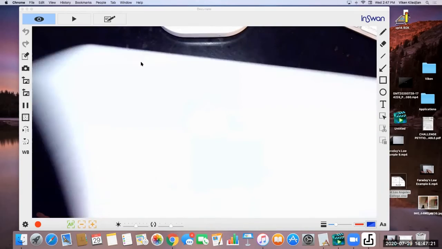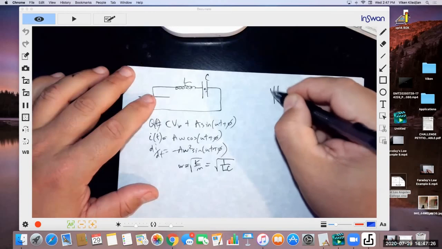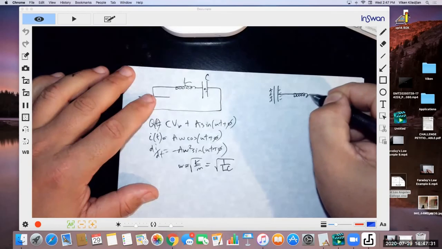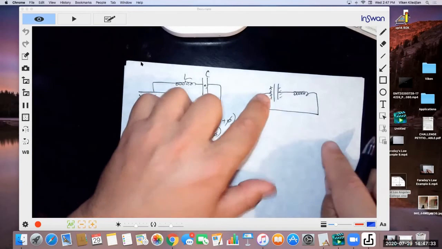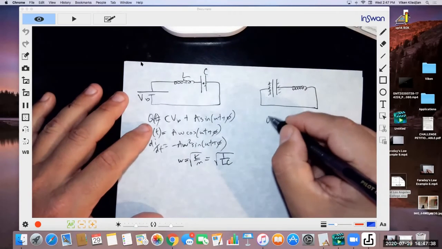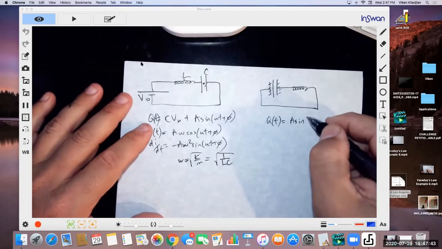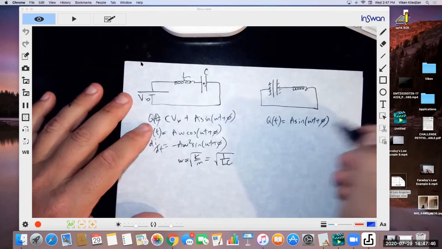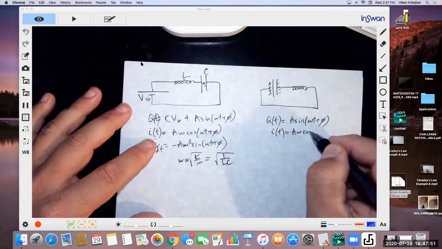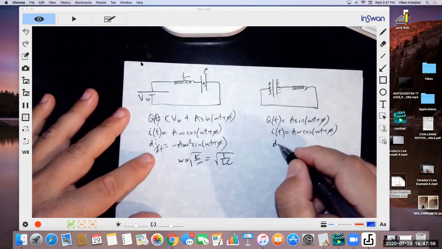So then the other one that doesn't have a battery is very similar. It just oscillates back and forth. It's just like a block on a horizontal surface. So then you just have q of t, and i equals A omega cosine of omega t plus phi, and di dt.